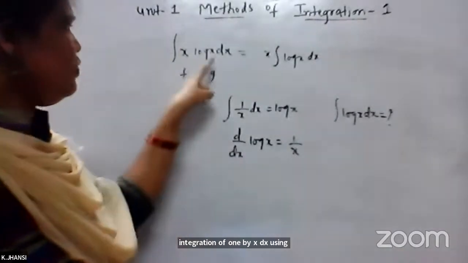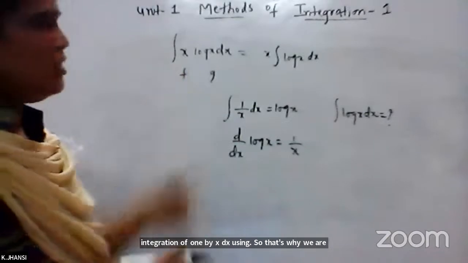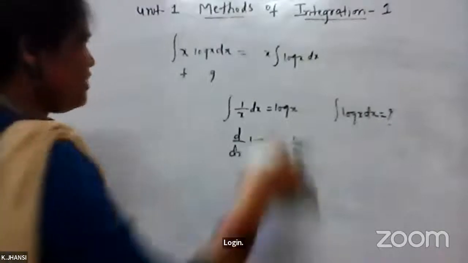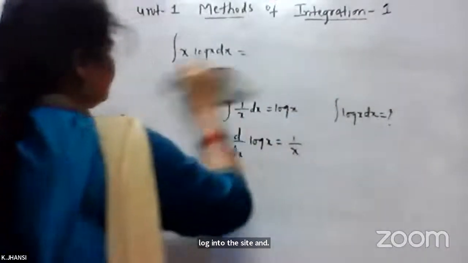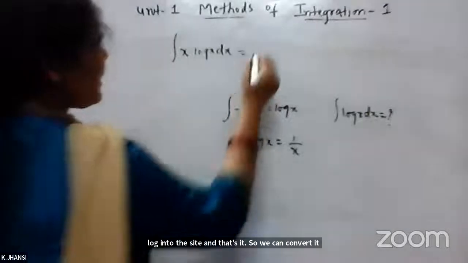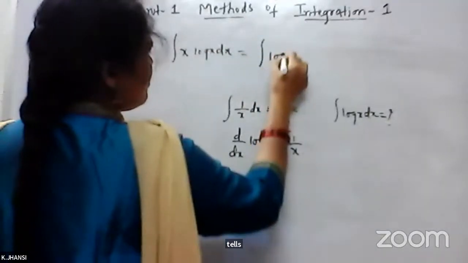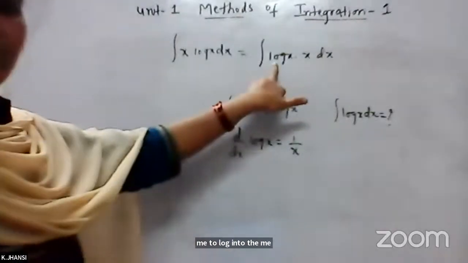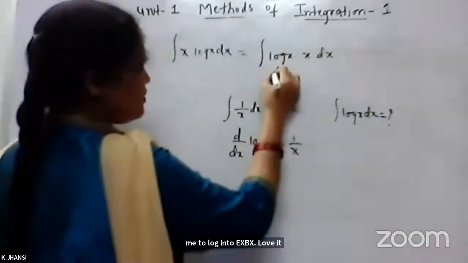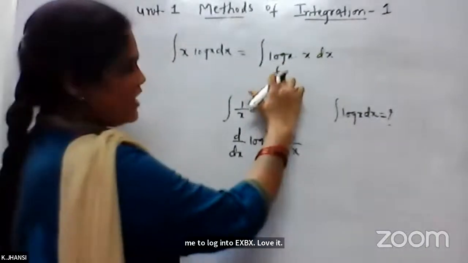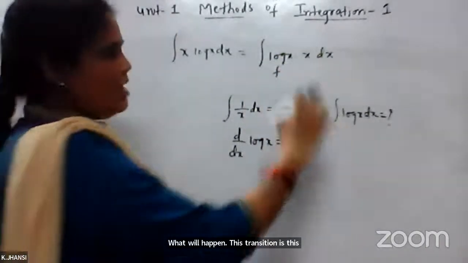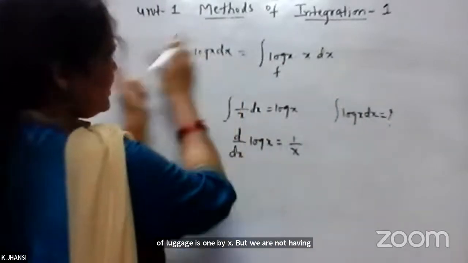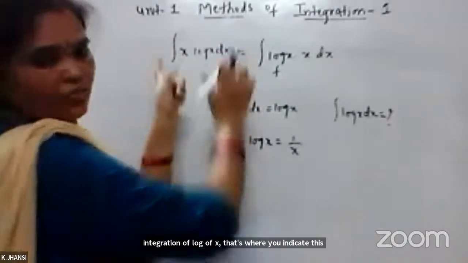So that's why here you interchange. You can take log x this side and x that side. So we can convert it as log x into dx. Log x differentiation is there. So if you take this as f, differentiation of log x is 1 by x. But we are not having integration of log x. That's why you interchange this as this and this as this one.